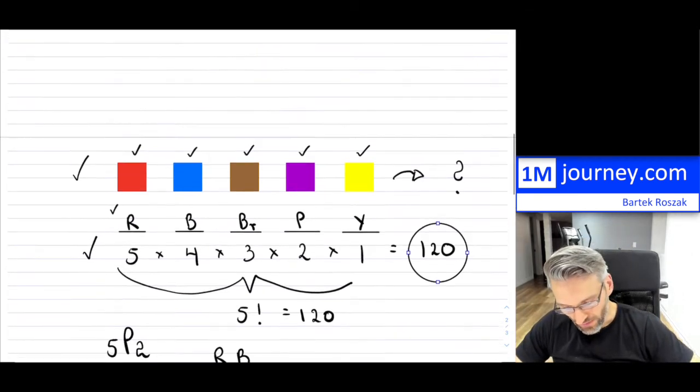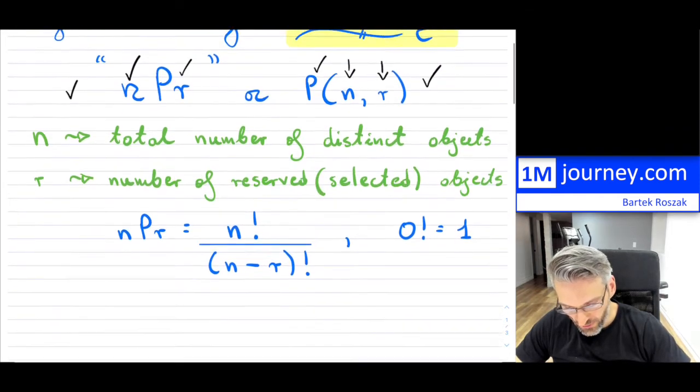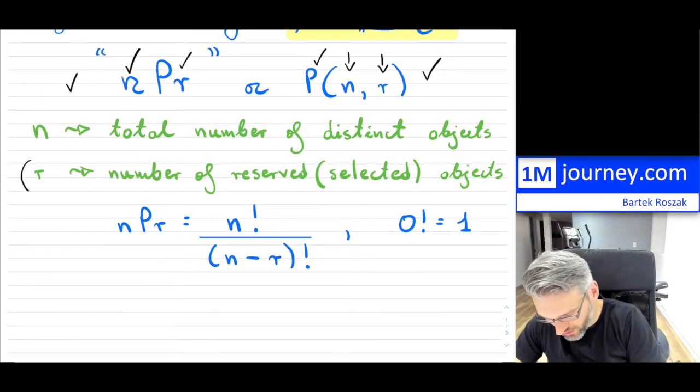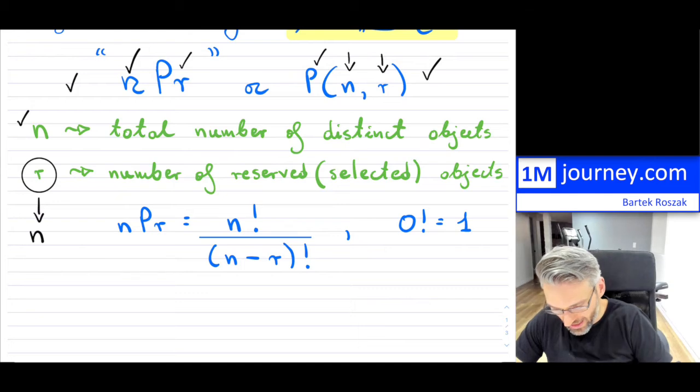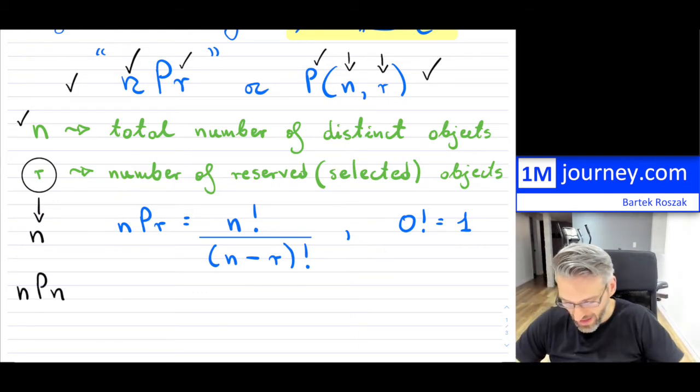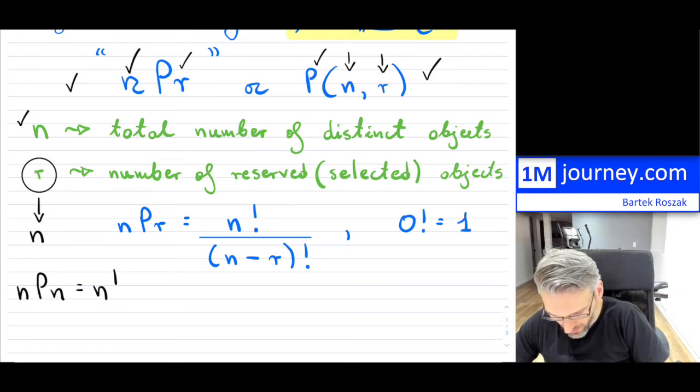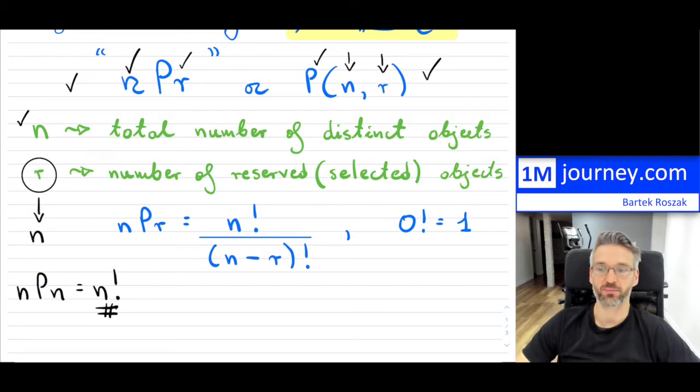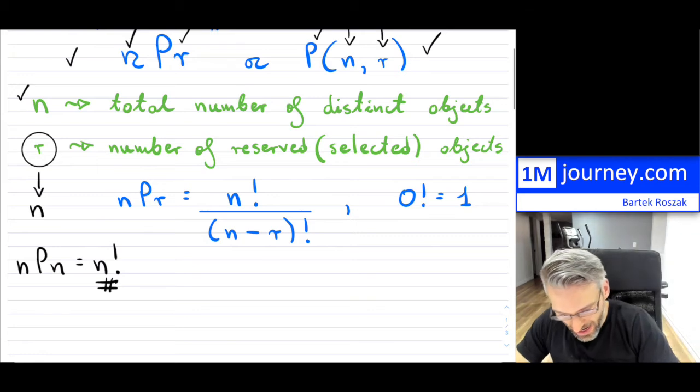Now, this symbol, if you're choosing r, and this r right here is actually equal to n, so if it's like that, then we would simply write nPn, and that is just equal to n factorial, which is what we studied in the previous video. So now, in general, our formula is kind of neat. Our formula is this.